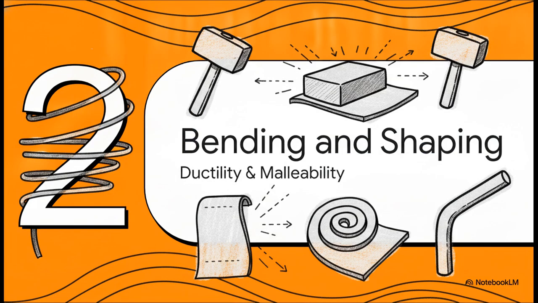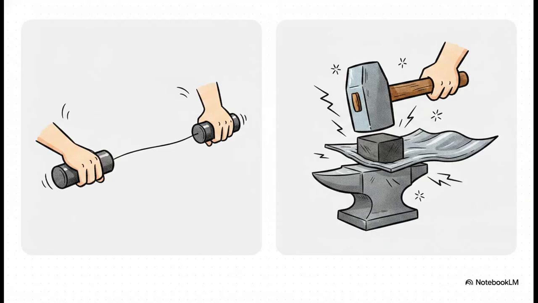Section 2. Bending and shaping materials, ductility, and malleability. Now, to understand how we shape things, we have to clearly distinguish between two properties that sound similar but in practice are very, very different. The first is ductility. This is a material's ability to be pulled or stretched out into a wire without snapping. The second is malleability, and this is the ability to be pressed, rolled, or hammered flat into sheets. So basically, pulling into a wire versus pressing into a sheet.